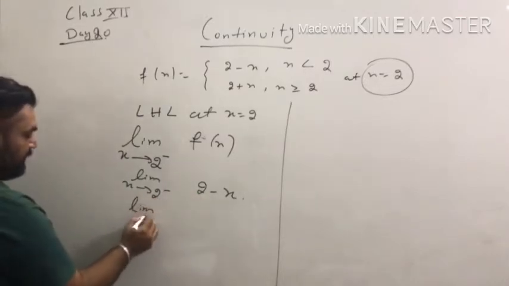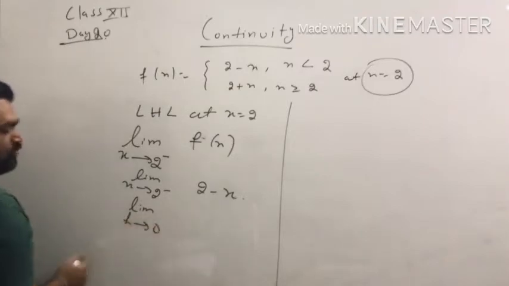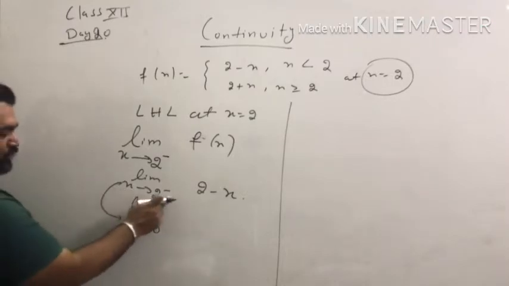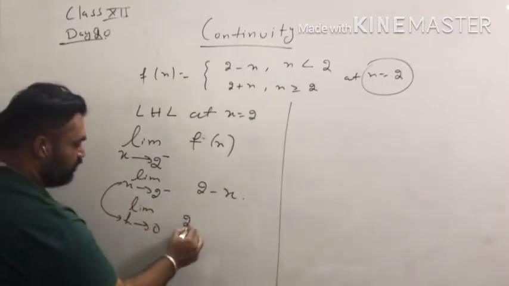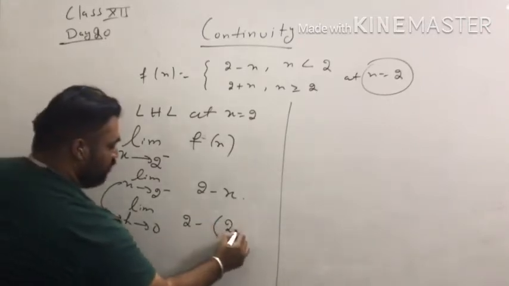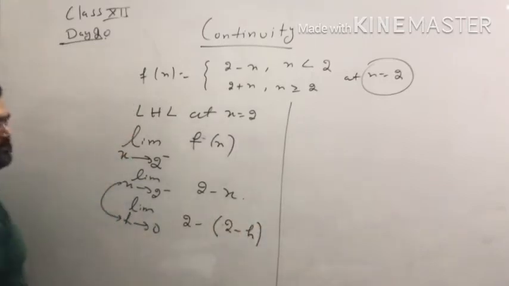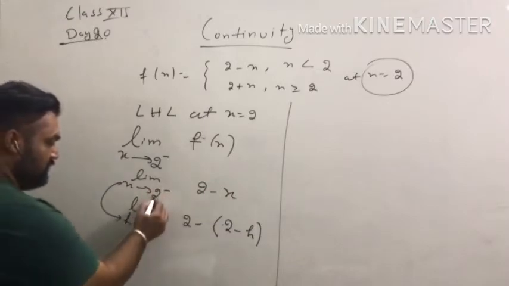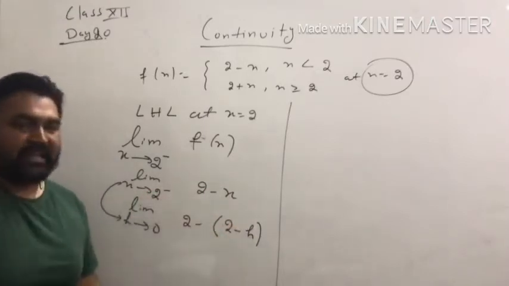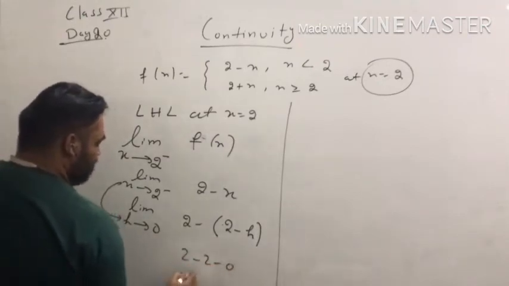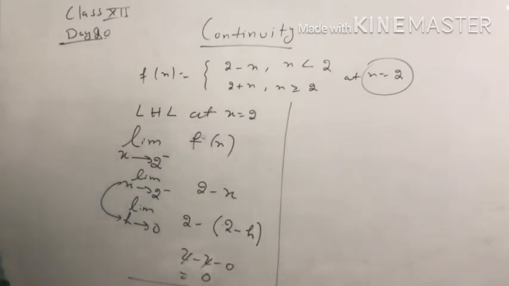Now we change this limit. h tends to 0 always. This limit will change. x tends to 2 minus changes to h tends to 0. In place of x we write 2 minus h. Now put the value of h equals 0. 2 minus 0, the answer is 0. So the answer is 0.